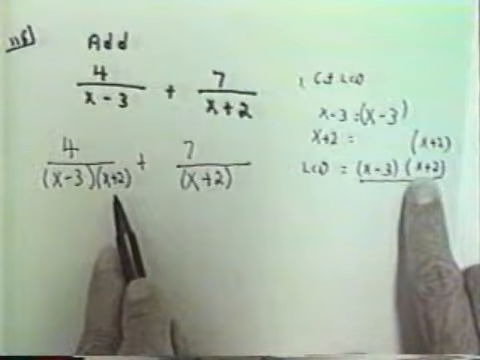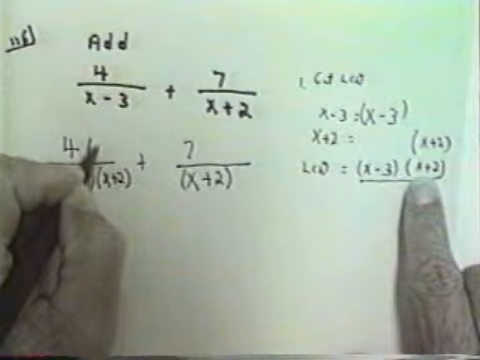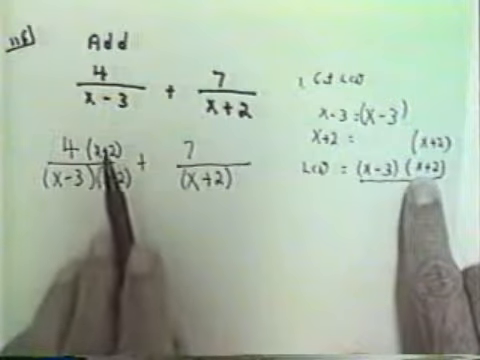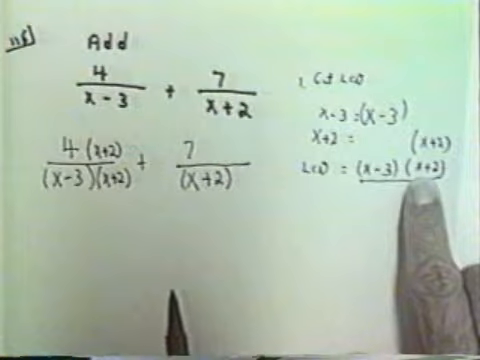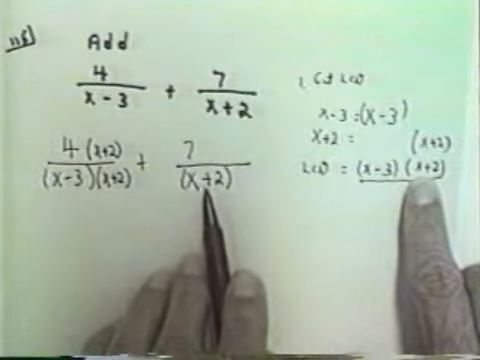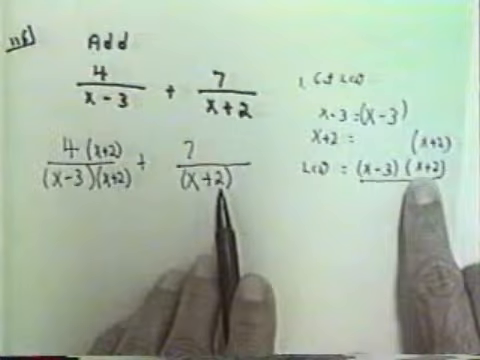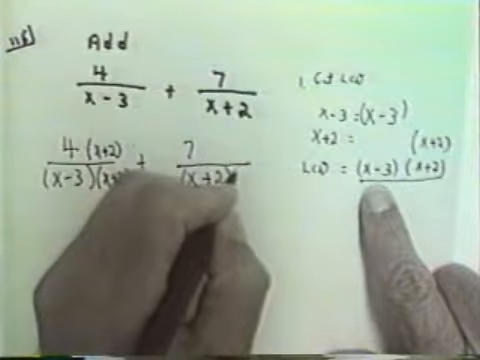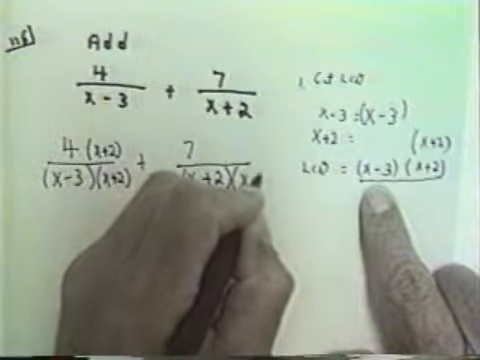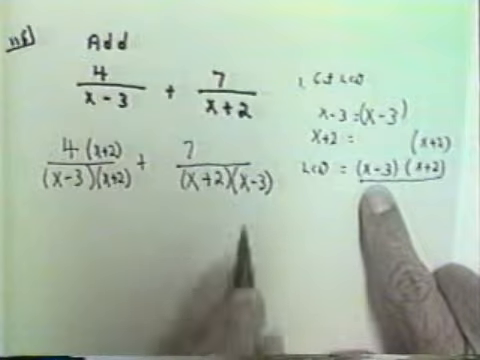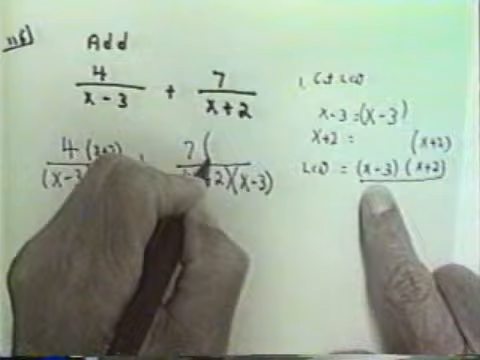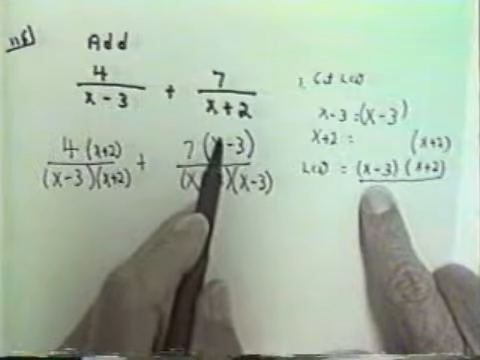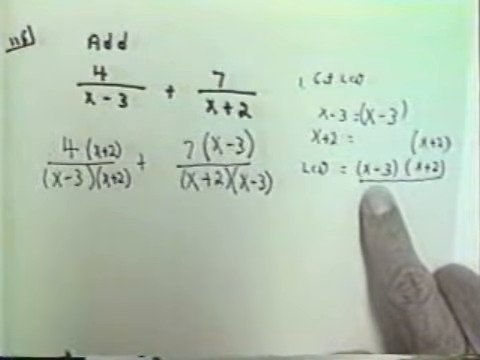If I multiply the denominator by x plus 2, then I multiply the numerator by the same thing. So the key is I'm multiplying both numerator and denominator by x plus 2. Now we go to this fraction. What do I multiply x plus 2 by to get x minus 3 times x plus 2? The answer is x minus 3. So I have to multiply the denominator by x minus 3, and then I've got to multiply the numerator by the same thing.